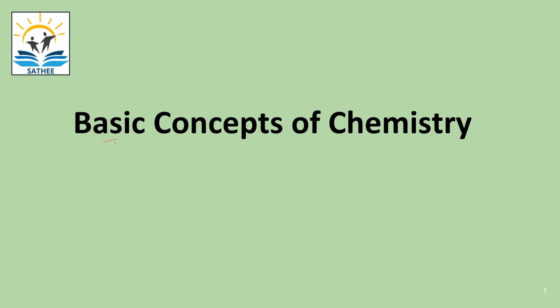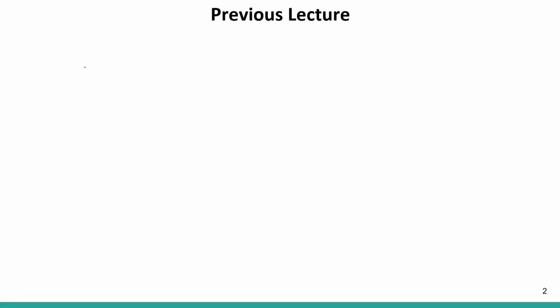Basic Concepts of Chemistry. So, in the previous lecture, we discussed the uncertainty in measurement. Whenever we do a measurement, there is some sort of uncertainty in it. Regarding that, we discussed further the significant figure. The first thing we discussed was the significant figure. What is a significant figure? It is important because it is helpful in precising values.